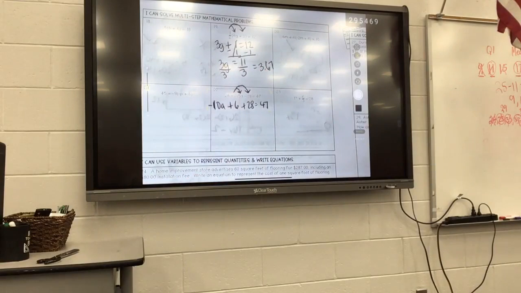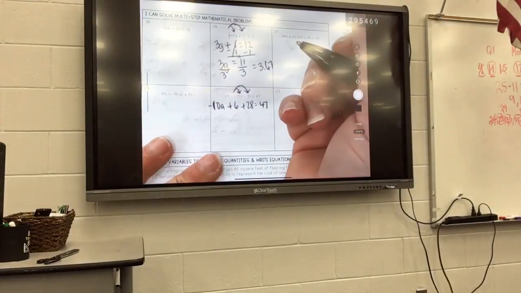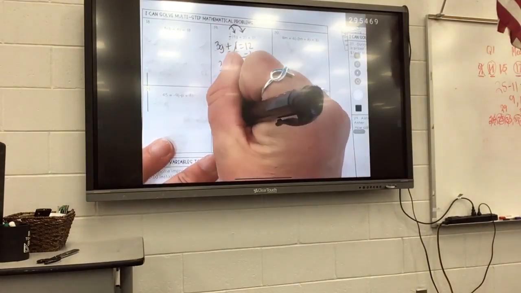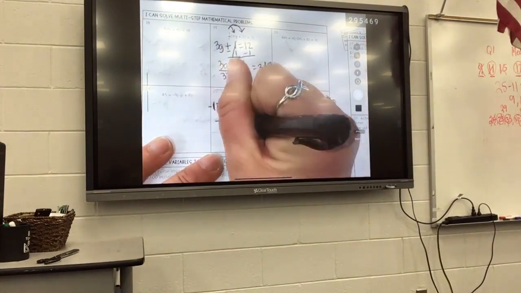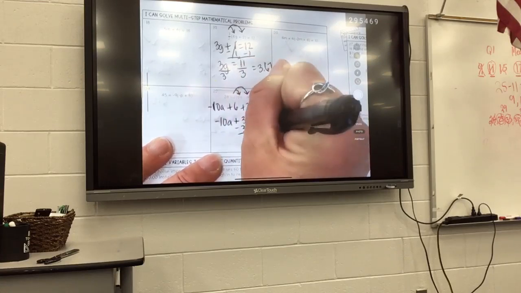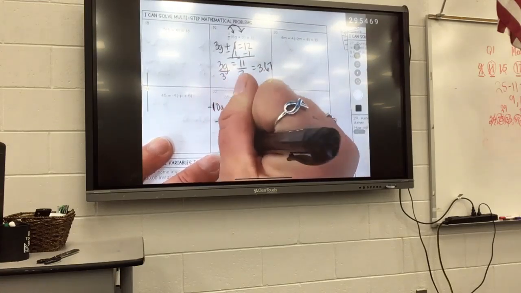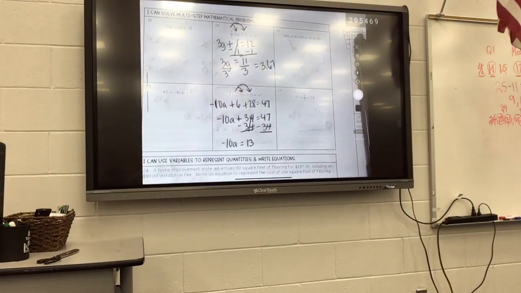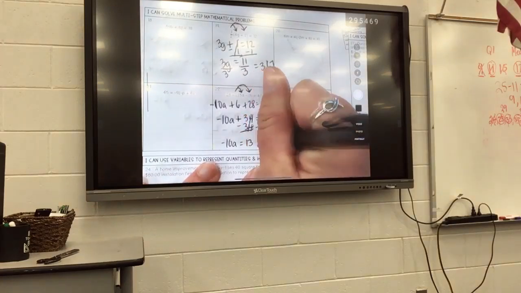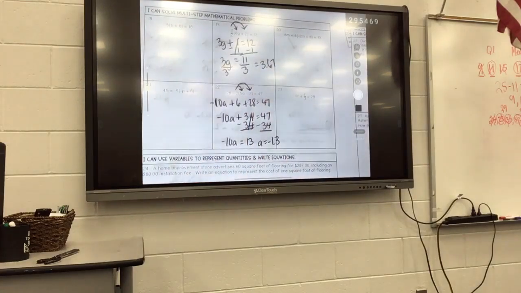And then from here, what does it become? What do we have to do next to keep this moving? Jeremiah? You would add 6 and 28. All right, so then I have negative 10a plus 34 equals 47. I'm going to subtract 34, subtract 34. Negative 10a equals 13. So a equals negative 1 and 3/10.